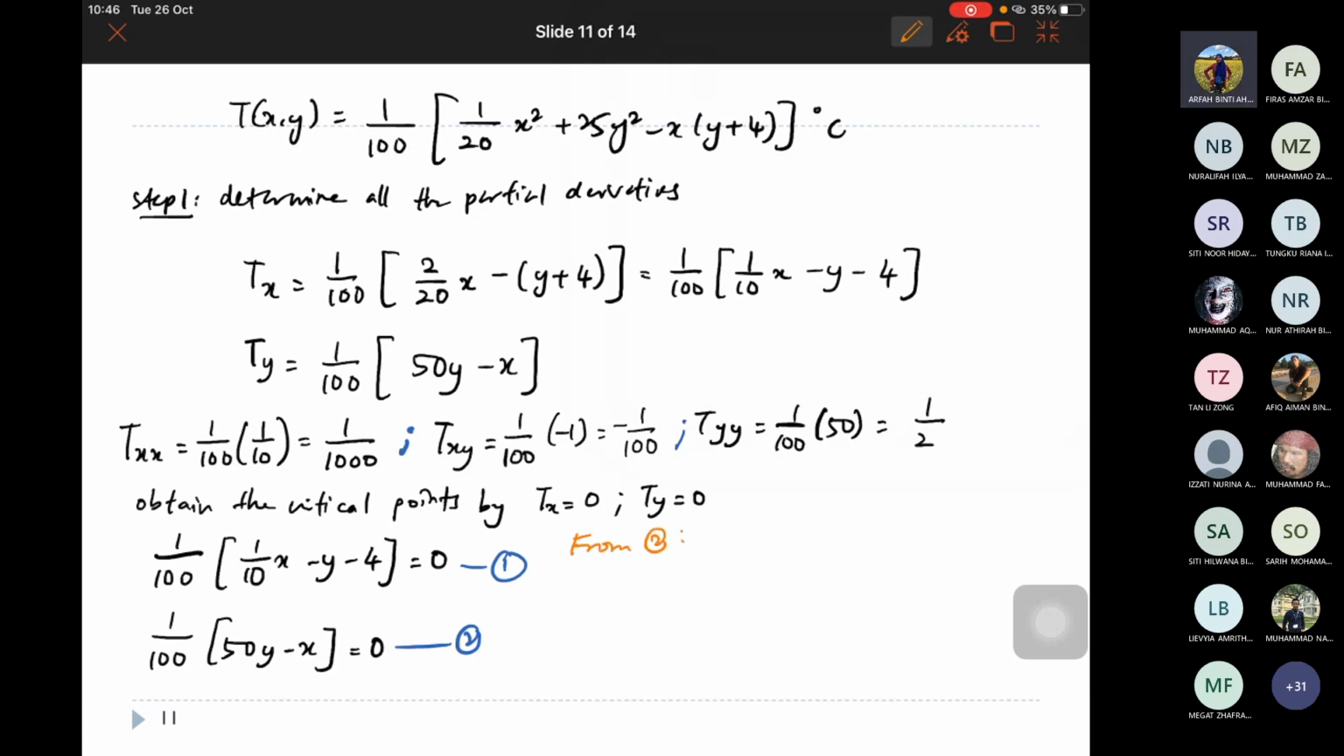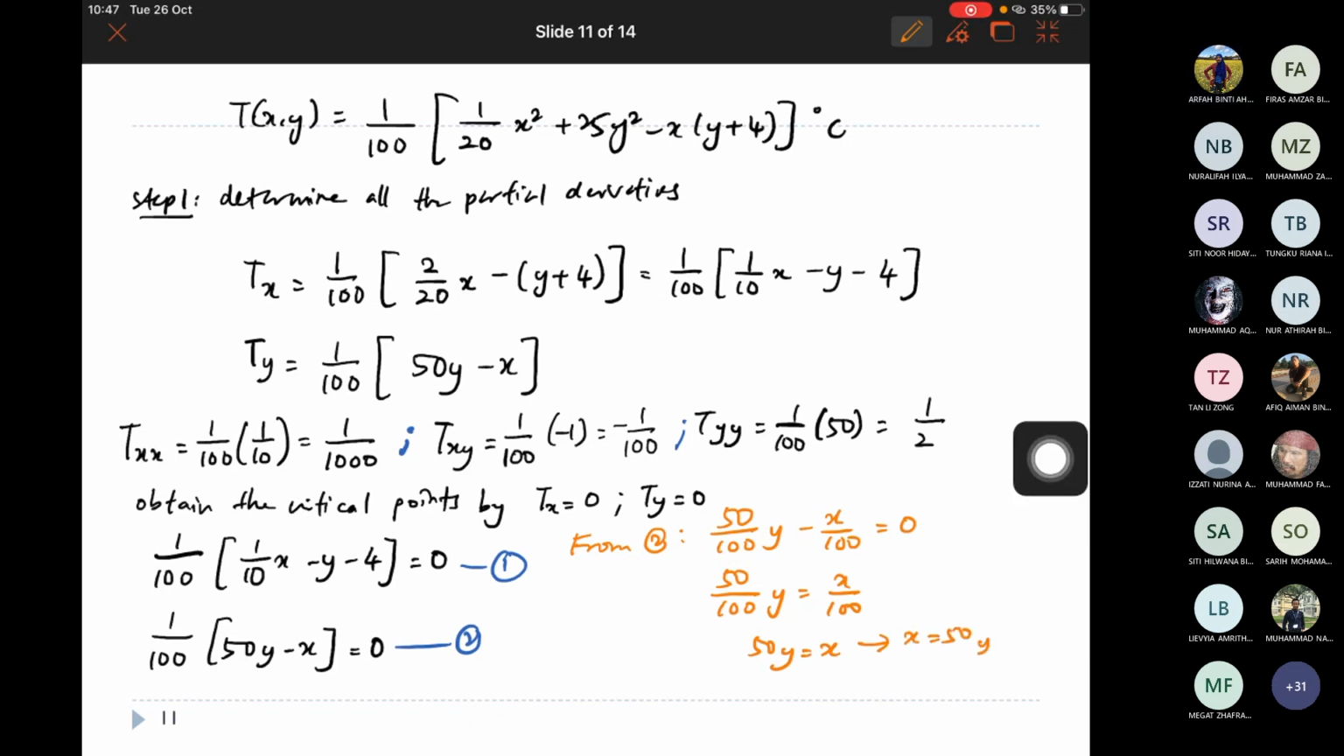From 2, kita dapat 50 per 100 Y tolak X per 100 sama dengan kosong. 50 per 100 Y sama dengan X per 100. 50 Y sama dengan X. So, X sama dengan 50 Y. So, yang ini yang ketiga. Substitute 3 in 1. 3 dalam 1.